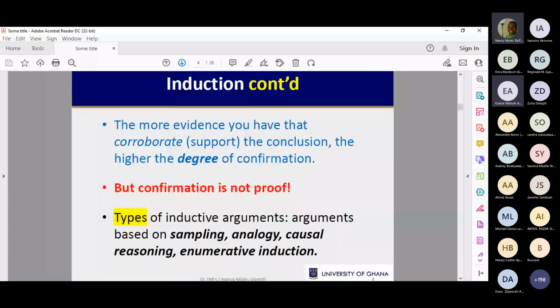But I haven't proven it. Take note of the language. I may have confirmed, but not proven, that women are cheats. So on your screen now, you see that we have highlighted: confirmation is not proof. This is slide number 4, apart from the introductory one and the outline. The first one is also a record.